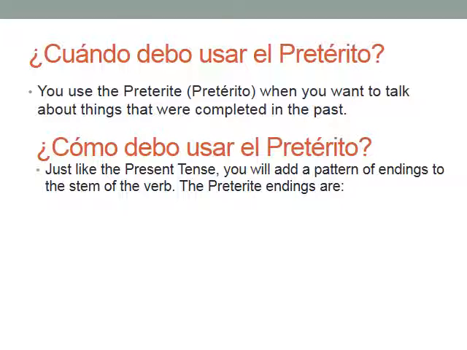And remember, when we say that a verb is regular, all that means is that it follows a pattern. Like you can drop the AR, the ER, or the IR, and then add an ending. That's all that means. So let's look at them.